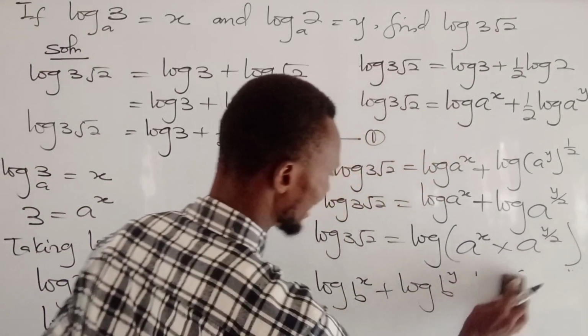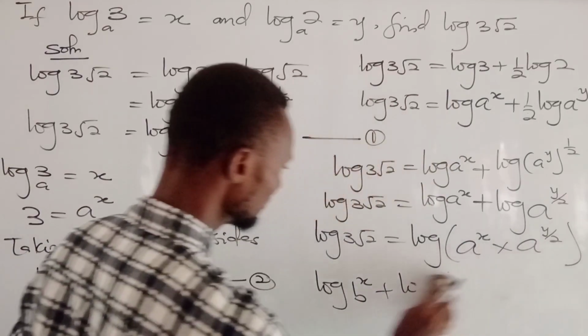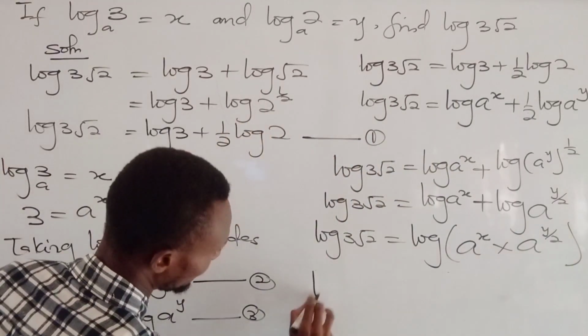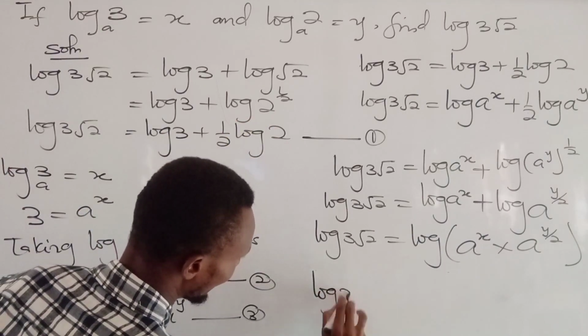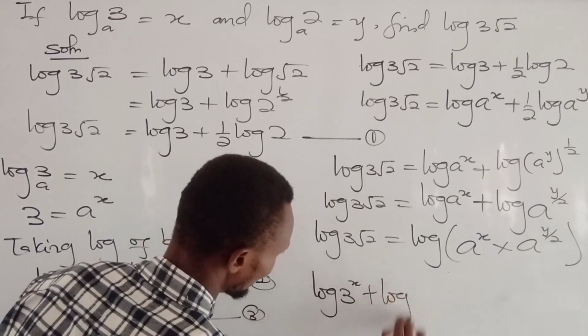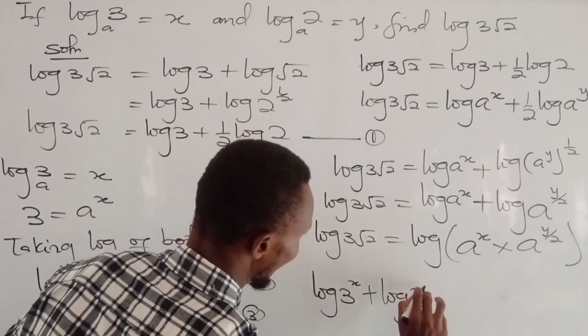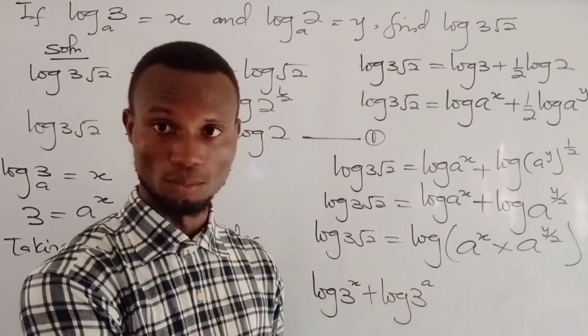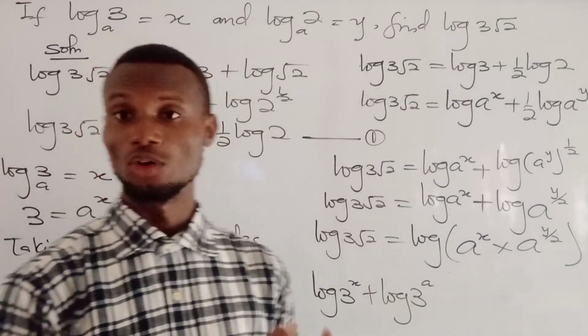So now let's say I have something like this. Let's say I have log 3 to the power s plus log 3 to the power a. I want to write this one in another form, applying the logarithm laws.